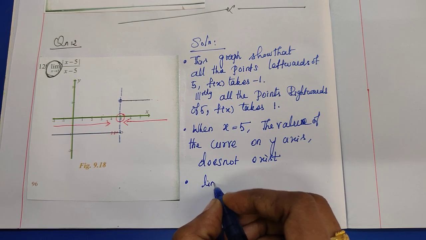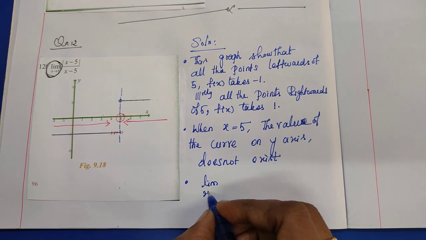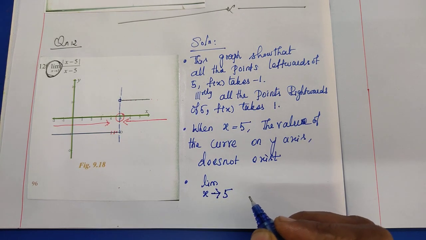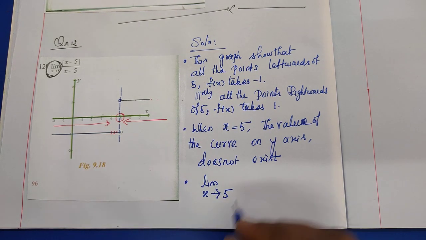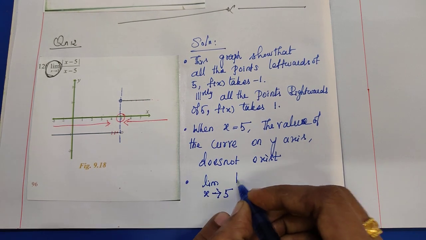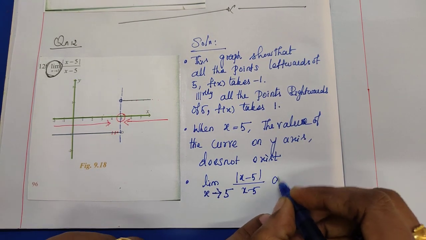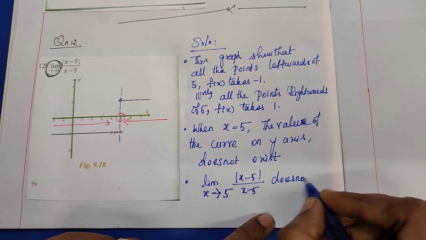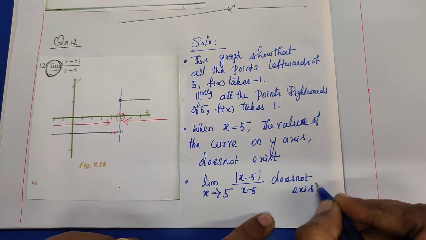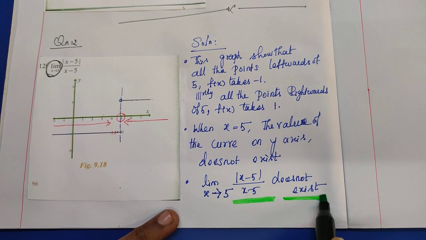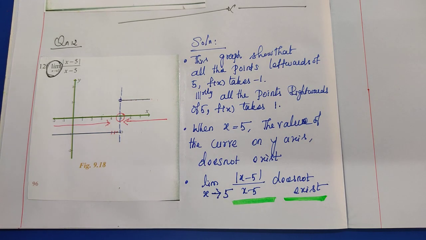Therefore, the limit of the given question does not exist. So, limit x tends to 5, modulus x minus 5 by x minus 5 does not exist. Therefore, question number 12 is over.